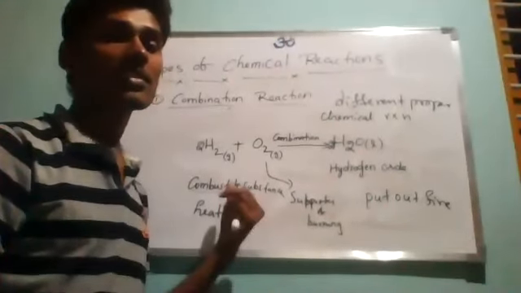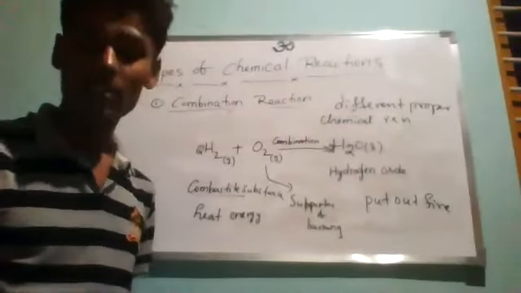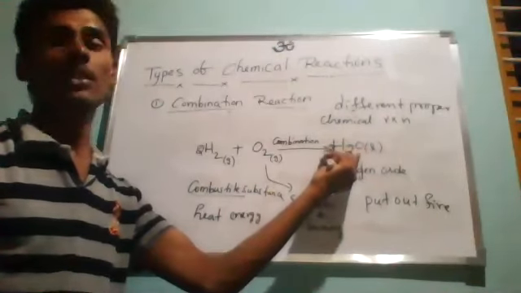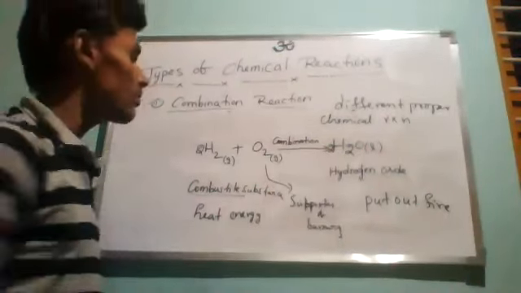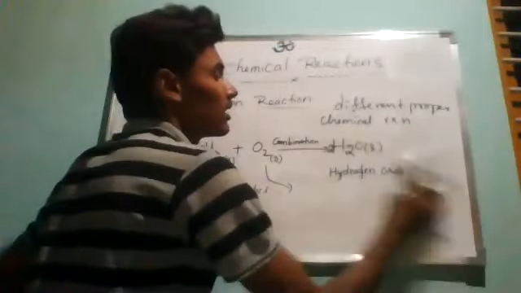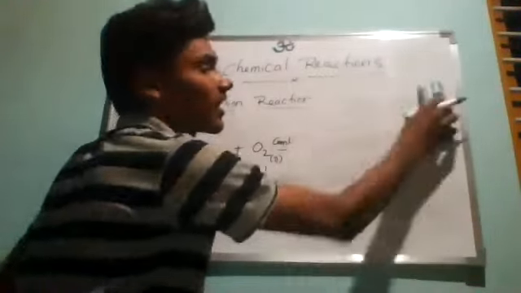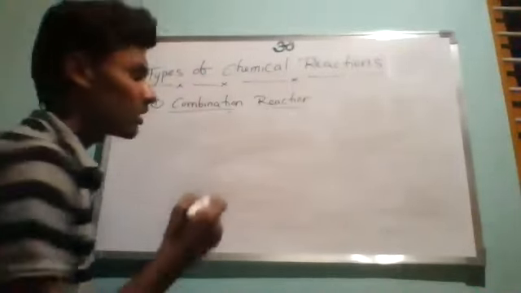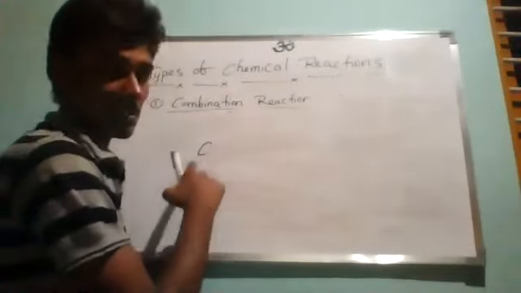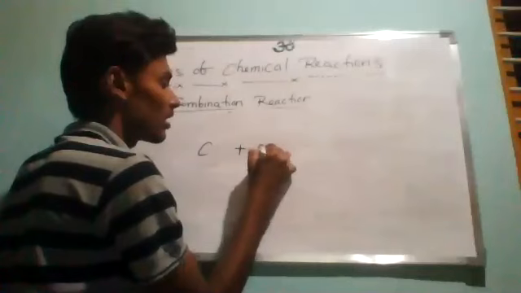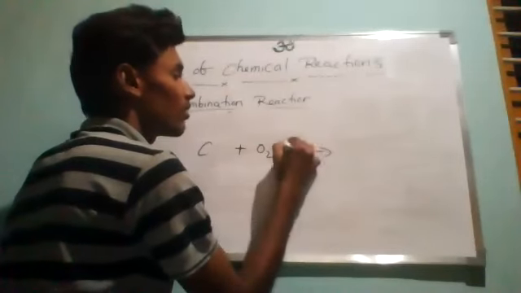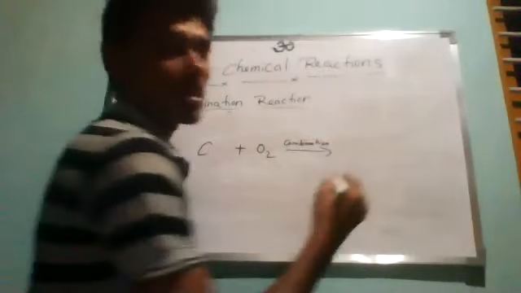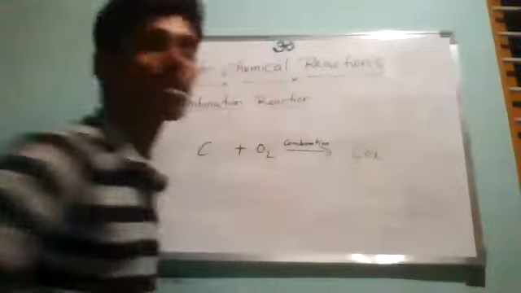Now this is the second example, where element plus element combine and form a single compound or product. Understood? Now the third example, which we already know very well, is the formation of carbon dioxide. Carbon, symbol C, plus will react with what? Oxygen, and they will form a combination. You remember, this is a combination reaction, and it forms a compound or product called carbon dioxide.